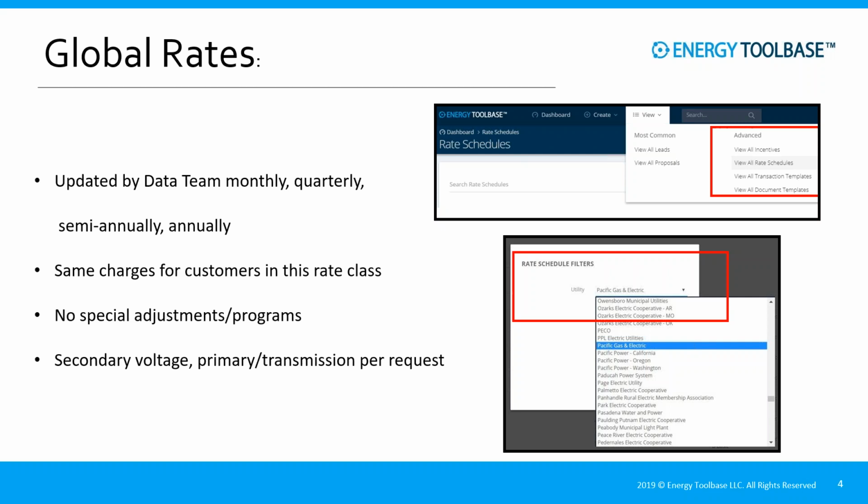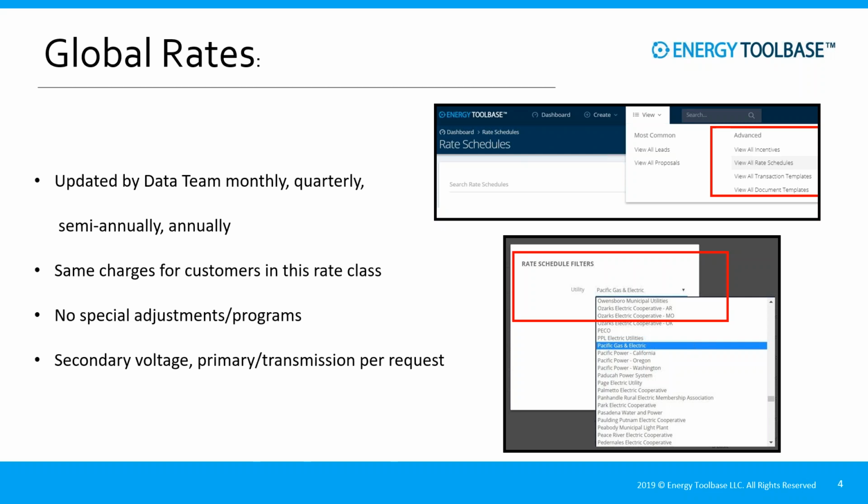Like Teresa has mentioned, we are the only software platform on the market that has our own in-house utility rates team that's constantly tracking and updating rates across the world. And our database currently includes over 40,000 unique rate schedules, which we consider global rates. Our data team updates these rates depending on the utility's frequency and activates them in the database as soon as the new charges go into effect.